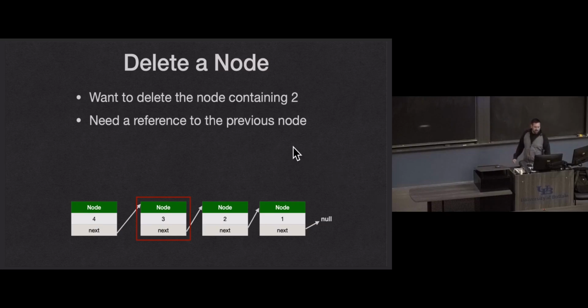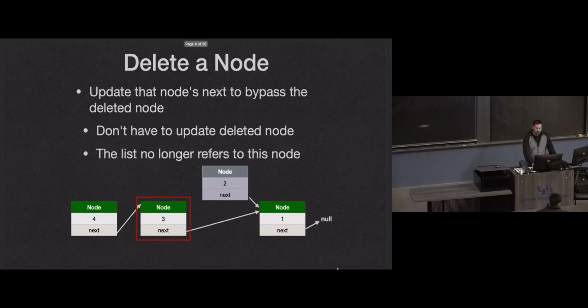But you have to remove their rating from a song. So to delete a node, let's say we want to delete this node with the value 2. What we're going to need is a reference to the previous node in the list to be able to do this. So to delete this node, we need a reference to the node that comes before it. And then we're going to update next to the node that we're going to delete next. So to delete a node, conceptually, there's not much going on. We just update a next reference.